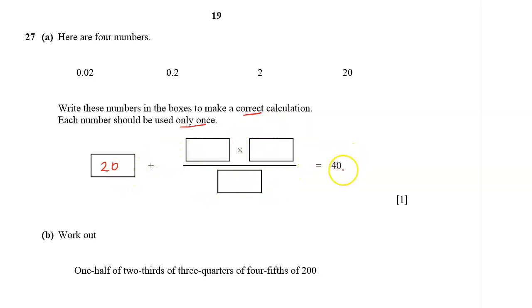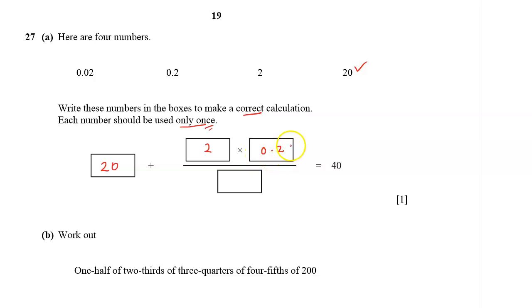Therefore 20, so that we are going to have 40. So whatever is going to be here, you see this number, I've already used 20. You're only supposed to use it once. So whatever goes here should give us 20 as well, of course. And I'll go here for 2 times 0.2.